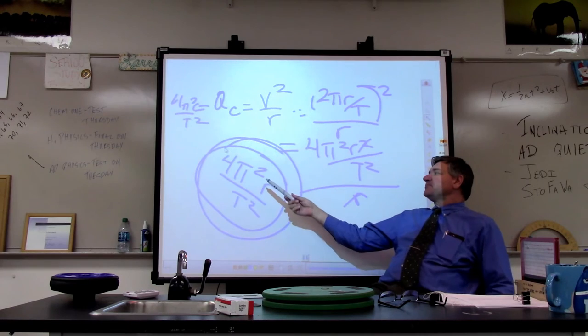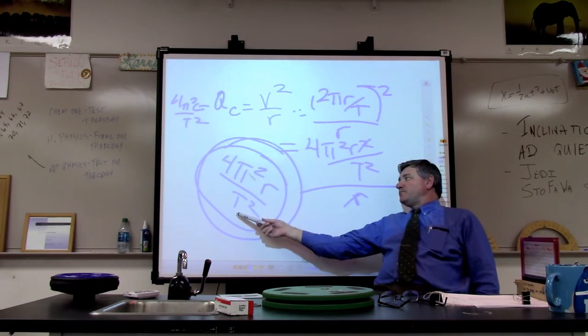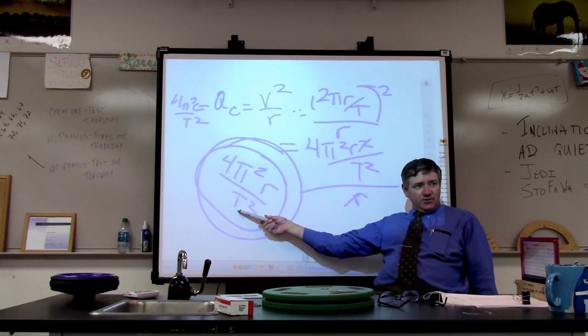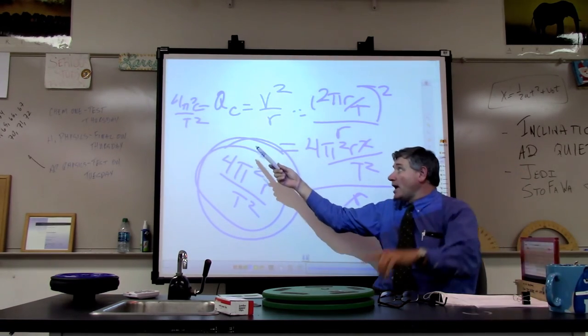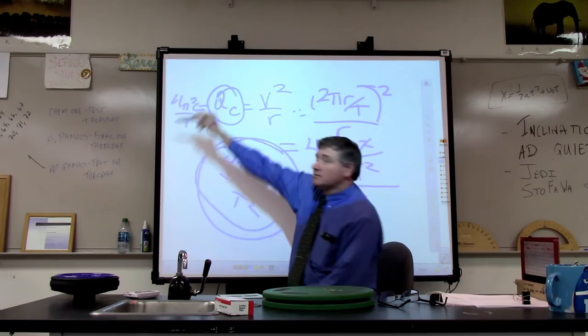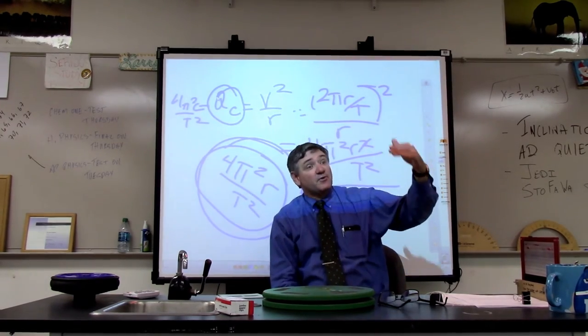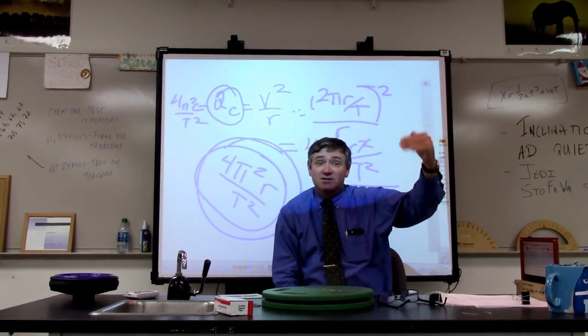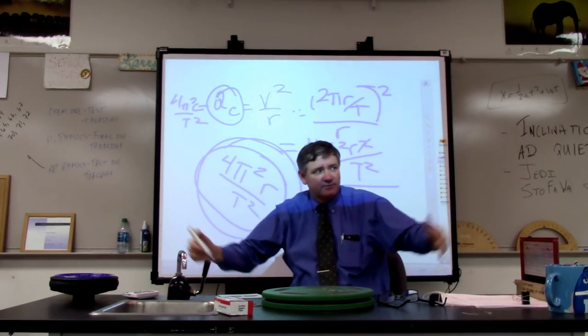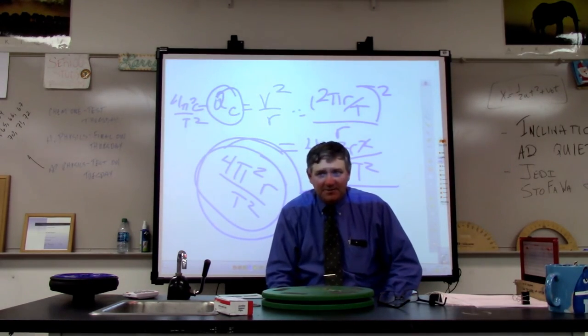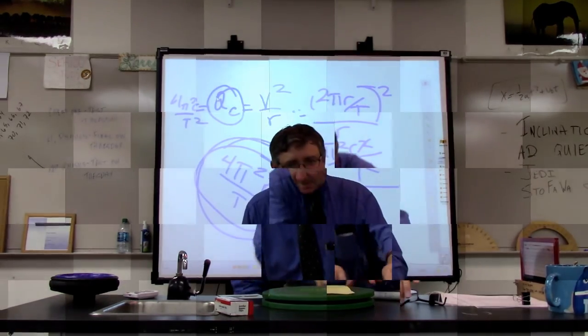So here's the deal. Do both nickels have the exact same value of T? Yes. So the one that has the bigger radius requires a greater centripetal acceleration. Therefore, that requires more force. Friction can only provide so much force. The one on the outside goes flying off first. Got it? Good? Okay.